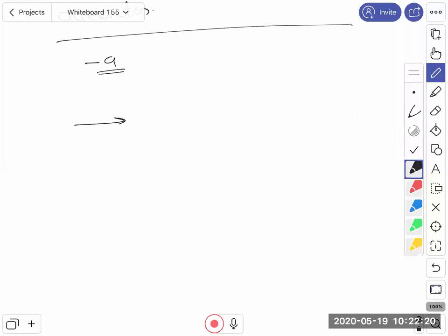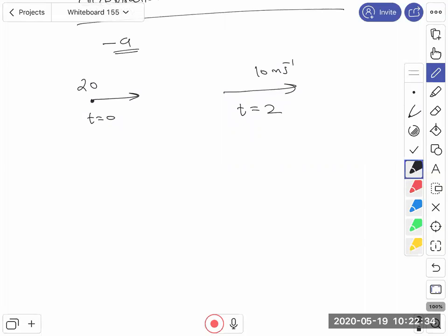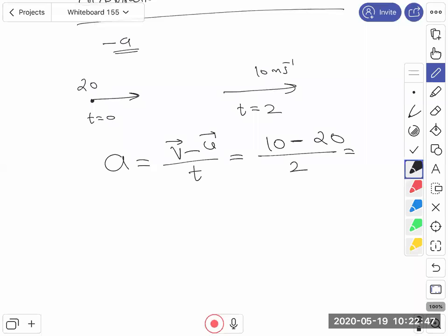moving towards right and already we are taking right as positive. Let's say its velocity was 20 meter per second when time is equal to 0 and वो speed decrease करके 10 meter per second पे आ गया when the value of time is equal to, let's say, 2 seconds. So here if you are finding out the value of acceleration by using that equation, final velocity vector minus initial velocity vector by time. Final velocity is 10 minus initial velocity is 20 divided by time is 2. So we'll get the answer as minus 5 meter per second square.